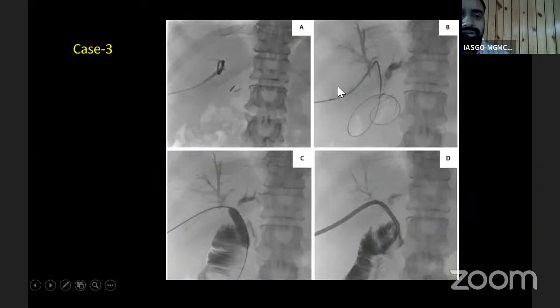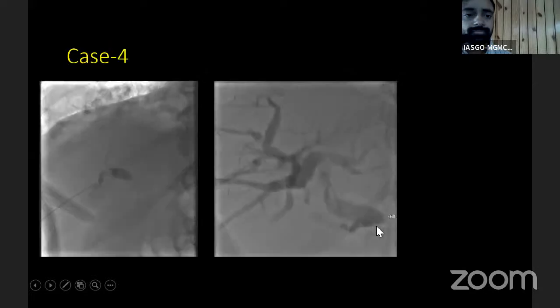Here in case 3, this patient had an IASGO stricture. Here we clearly see in the cholangiography there is a stricture. Through the stricture, using the catheter and guide wire assembly, we entered into the bowel loop, and then cholangioplasty was done. After the cholangioplasty, an external and internal catheter was deployed.